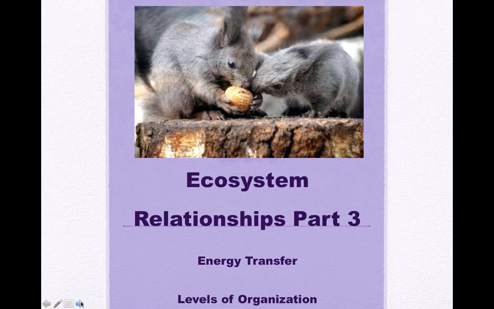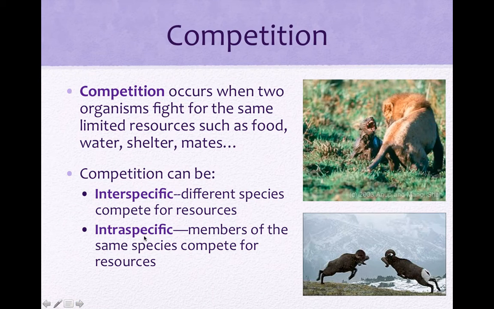As we talk about relationships between organisms, the first one I want to mention is competition. Competition is when two organisms fight for the same limited resources. These limited resources are examples that you're going to write down, such as food and water and shelter and mates. And these are limited because we have to fight for them. We have only a select few to choose from. And competition can be one of two things.